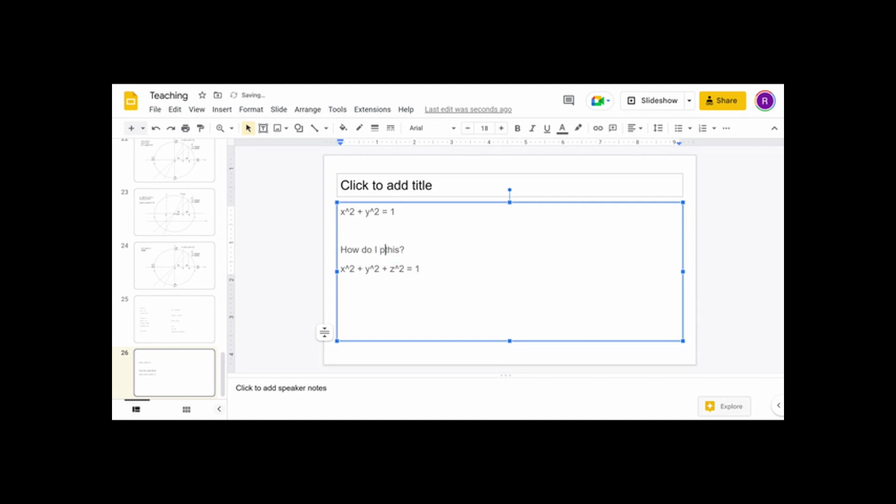How do I plot this? What is the meaning of drawing this equation, of plotting this equation? We're trying to see the connection between algebra and geometry. X squared plus y squared equal to 1 is an algebraic equation, but we can convert it into a geometric shape by plotting it on a 2D plane. And the shape that we get is a circle.